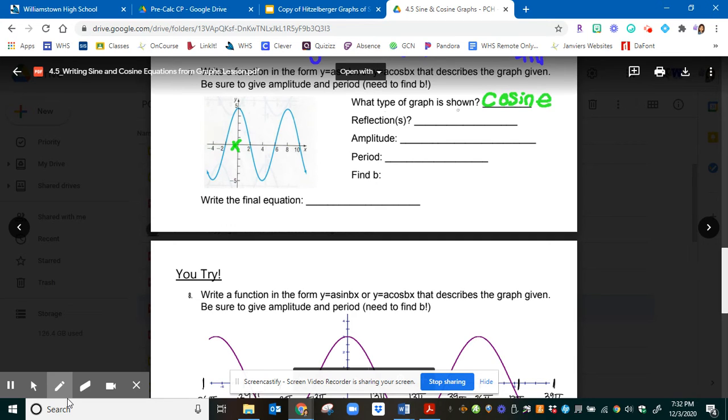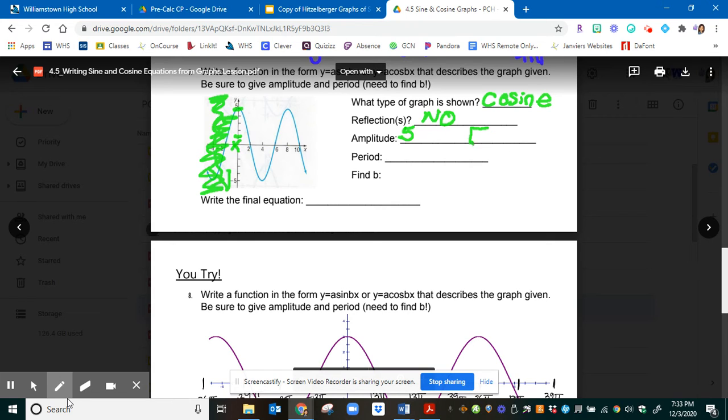Does it have a reflection? No, it does not, because it does not start down here in the negatives. It starts in the positives. It does have an amplitude stretch because normally it starts here at 1, and it starts up here at 5. So it's vertically stretched. Again, do not pay attention to the left-hand side of the y-axis. In fact, just scribble it out or cover it over with your hand or a piece of paper.